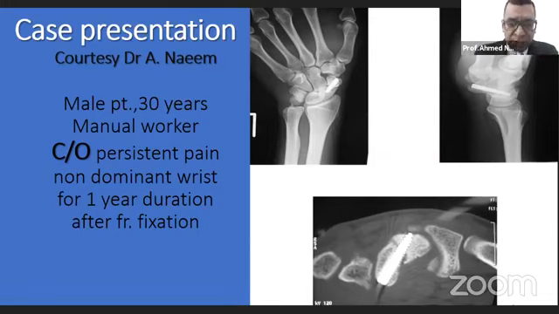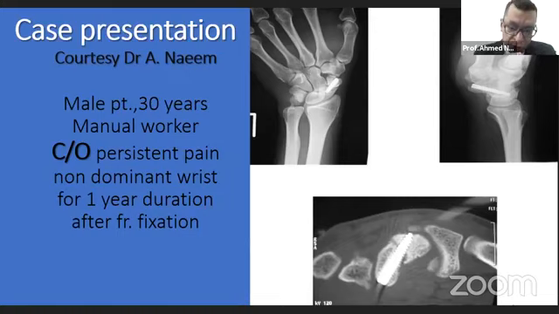I think all these options are maybe valid. But nowadays, if I decided to go from the volar approach, I will use a volar plate. I think this will be better, provided that the vascularity of the proximal pole is maintained. In this case, I will remove the screw and put my graft and a volar plate rather than using the screw.